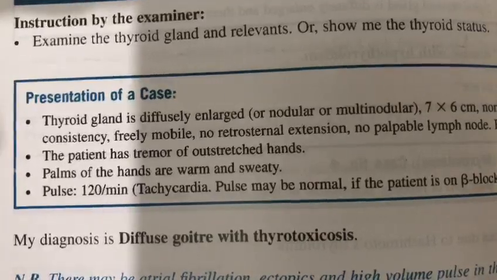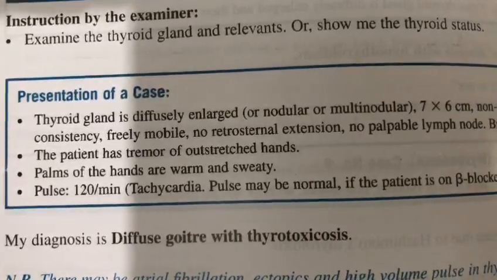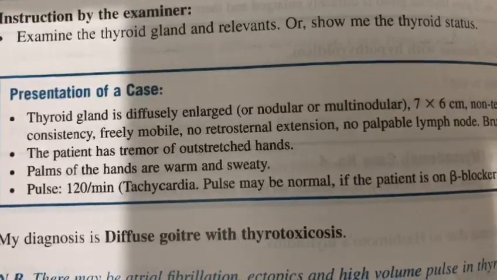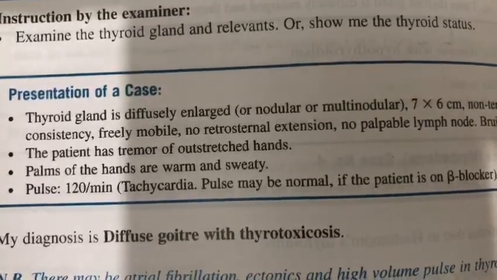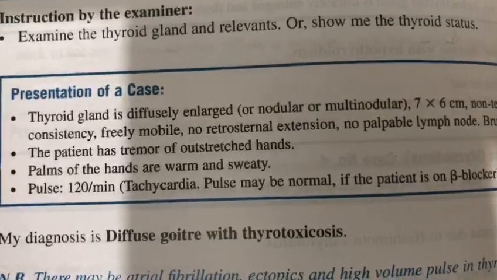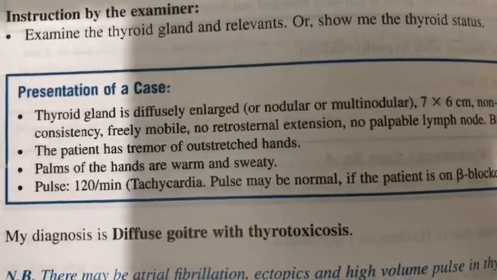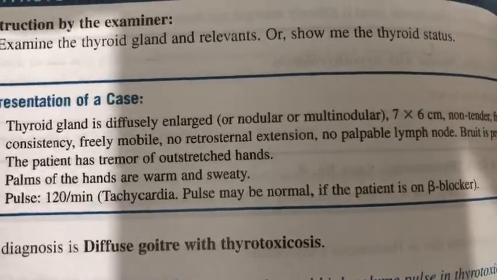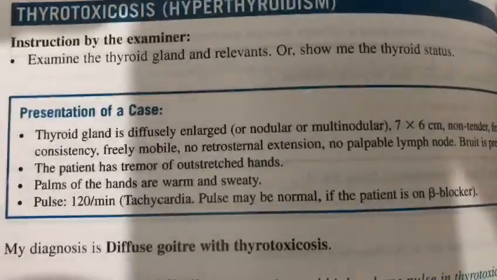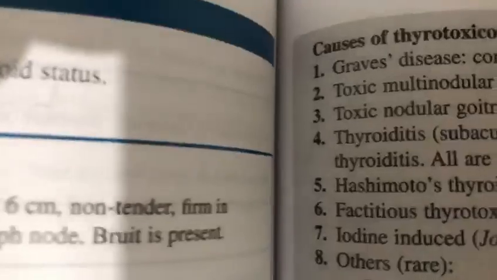Even if there is no exophthalmos, still it can be Graves'. In middle age with nodular goiter, single or multiple, the likely cause is toxic nodular or toxic multinodular goiter. Causes of thyrotoxicosis: what are the most common causes of thyrotoxicosis?